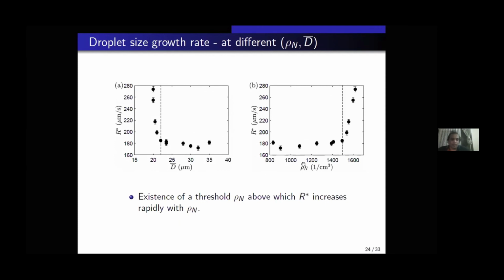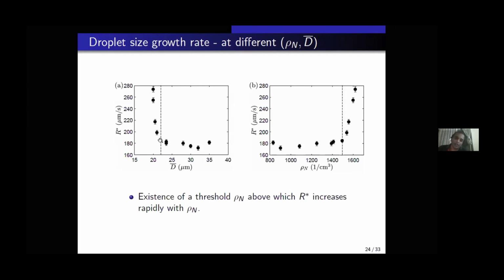Unfortunately, we had both D bar and rho n varying simultaneously. So we plotted the trends both with respect to D bar and rho n. And a couple of things to point out. Let's look at the plot on the right. The droplet size growth rate as a function of rho n seems to be more or less constant for the first 6 cases or so. And then at some threshold value of the initial droplet number density, it starts to increase quite rapidly as a function of rho n. And you see that the increase is indeed quite rapid compared to this region.